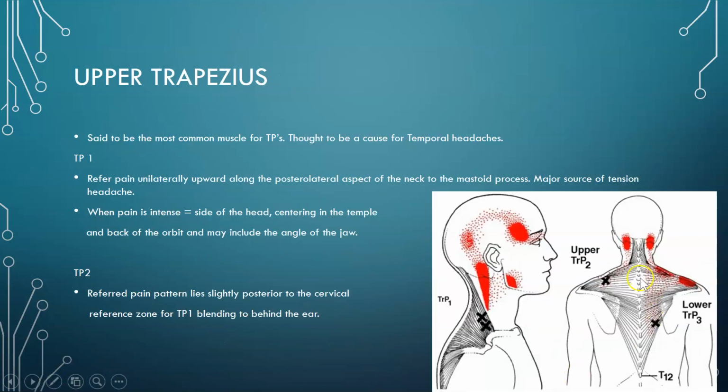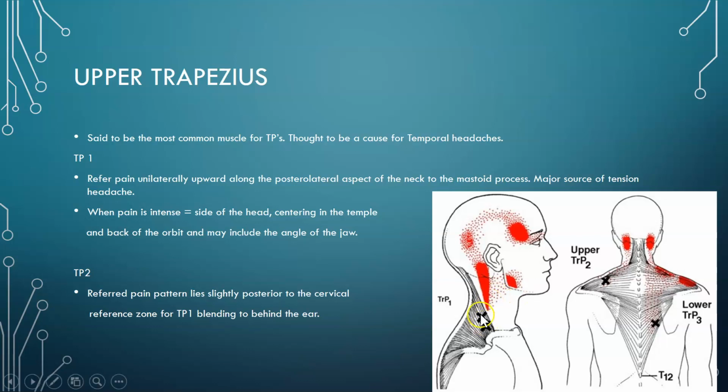Upper trapezius, I'm only staying with upper. Lower will be talked about next semester. So upper has two trigger points, commonly here at the anterior part just above the clavicle, and in the posterior aspect here round by the superior just to the spine of the scapula. It's said to be the most common muscle for trigger points. It's also thought to be a cause for temporal headaches.